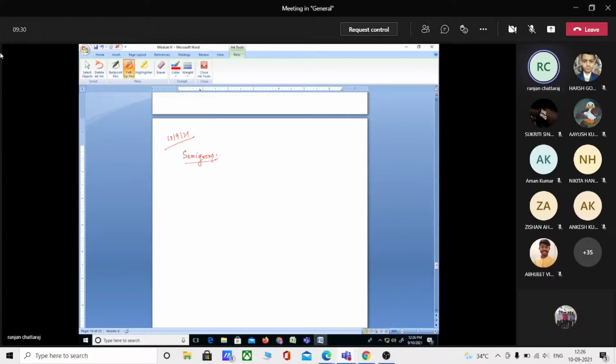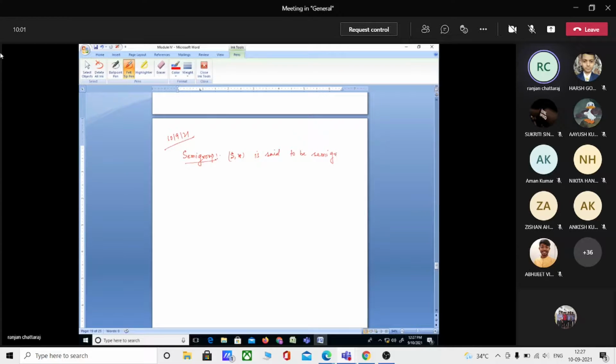Okay, so what is a semigroup? An algebraic structure. Suppose I denote it by S, with the operation star. This is an algebraic structure. So you may write it like this. What is E? Identity element. This is said to be the identity element.